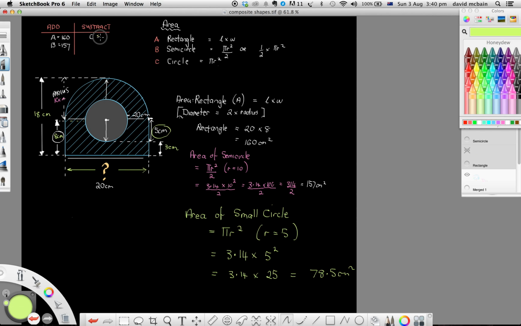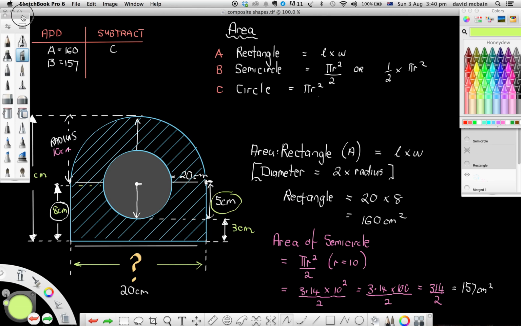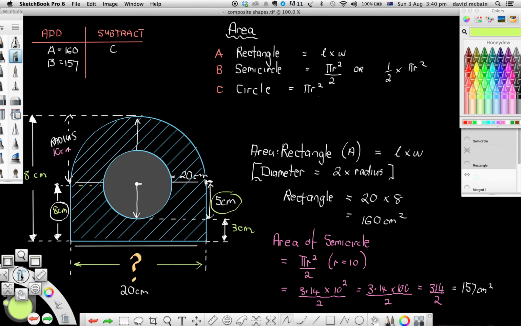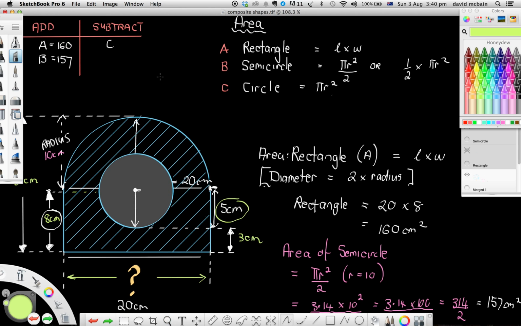So that is going to be 100, oh sorry. Actually, I might zoom back in again. So C is going to be, oh, I forgot what it was now. 78.5, yep. Okay. 78.5. So they're the three calculations we had to do.